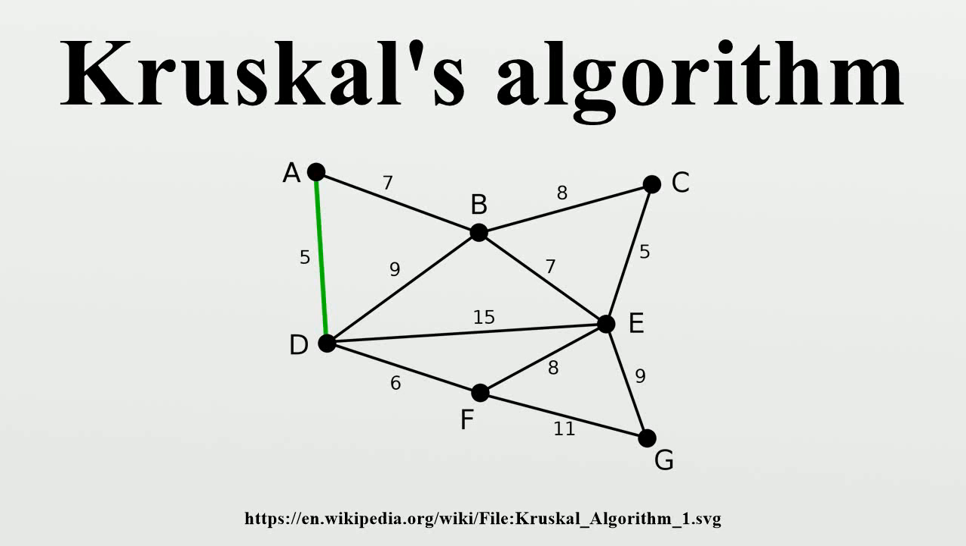Kruskal's algorithm is a minimum spanning tree algorithm which finds an edge of the least possible weight that connects any two trees in the forest. This means it finds a subset of the edges that forms a tree that includes every vertex, where the total weight of all the edges in the tree is minimized. If the graph is not connected, then it finds a minimum spanning forest.